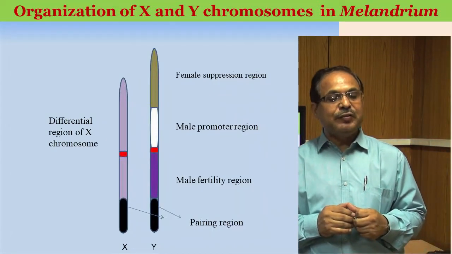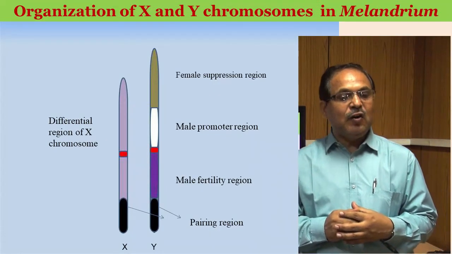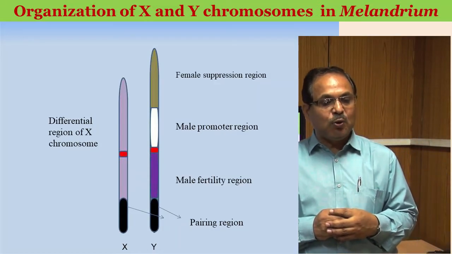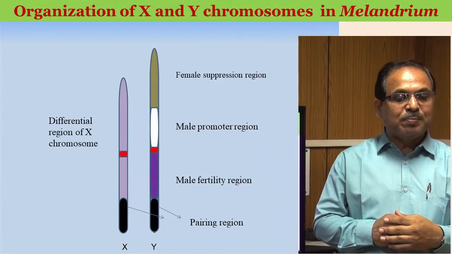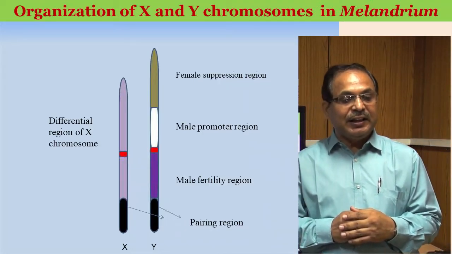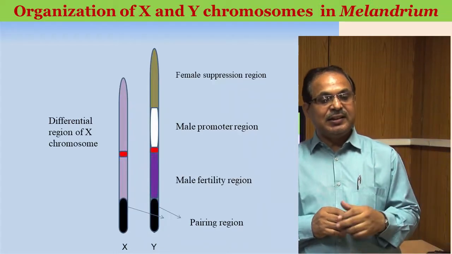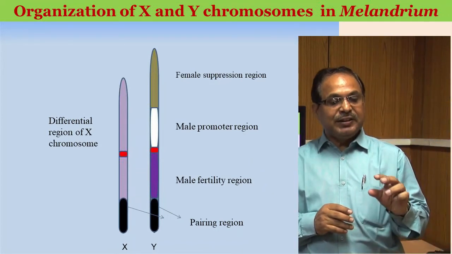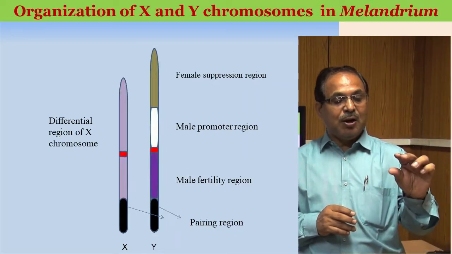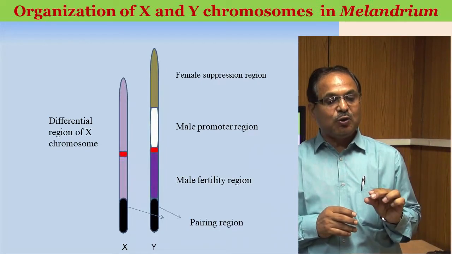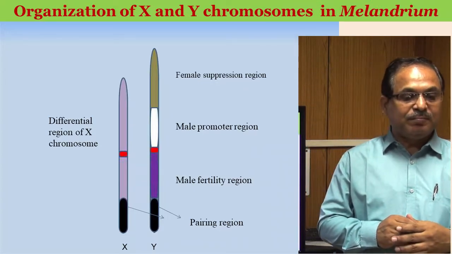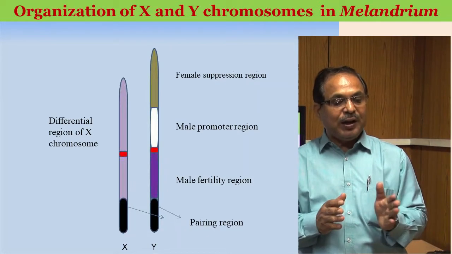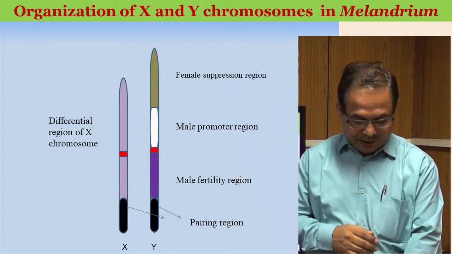The organization of X and Y chromosomes is easily observed in Melandrium, where we can see that there are four parts present in the Y chromosome. The first and topmost part is the female suppression region. If this portion is deleted, it develops into a female, whereas if the male promoter region is deleted from the Y chromosome, then a female will be produced. The other one is the pairing region, where the X and Y chromosomes generally pair with each other.